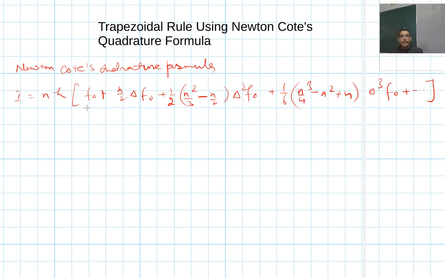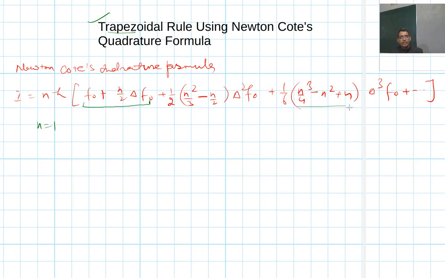So to derive the trapezium rule, and the trapezium is basically a 2-point form, we will use the first two terms of the Newton-Cotes formula, putting n equal to 1, and the higher order terms will vanish. These terms will vanish, right?